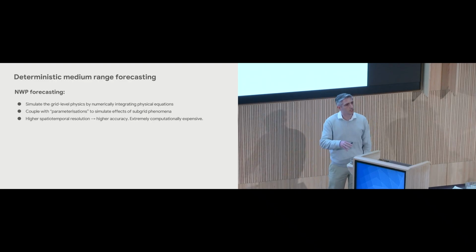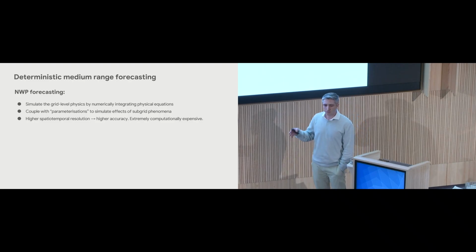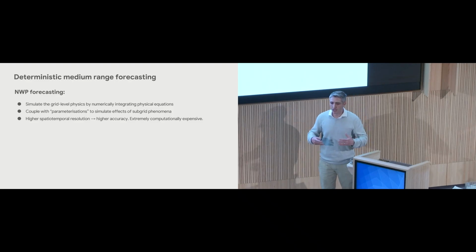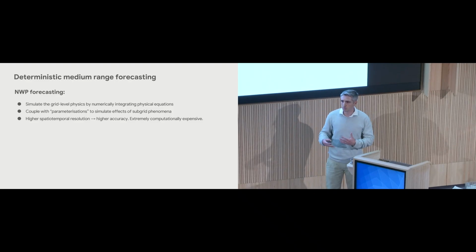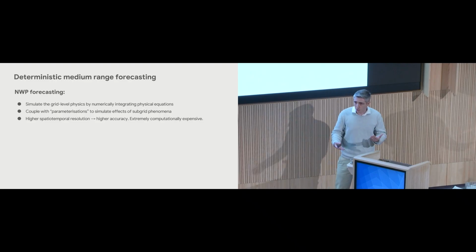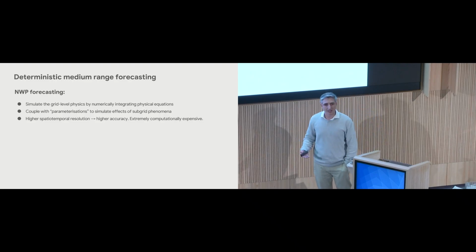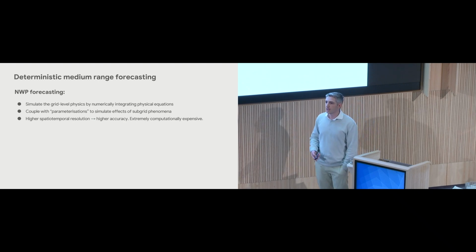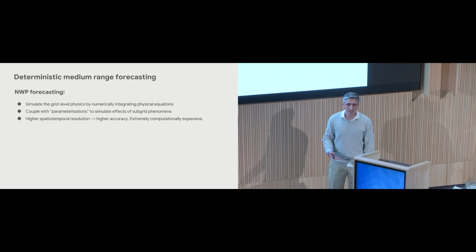As I've touched on, the standard numerical weather prediction approach is to simulate the grid-level physics of the atmosphere by numerically integrating physical equations forward in time, and to couple those with what are called parameterizations, which are models that simulate the effect of the subgrid physics that aren't resolved in that simulation. We're solving a PDE. That means if you want to increase the accuracy and faithfulness of the simulation, you increase the spatio-temporal resolution of that simulation. That's, of course, extremely computationally expensive. In fact, global weather simulations are known to be incredibly computationally intensive.